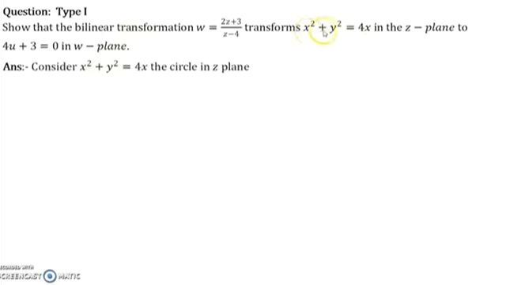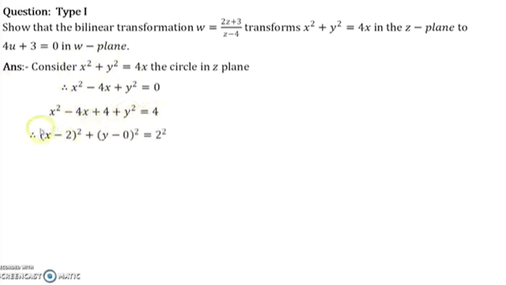Consider x square plus y square equal to 4x, which is the circle in the z plane. Now we want to make this into a circle equation of the form x minus a the whole square plus y minus b the whole square equal to r square. So for that I'm rearranging this equation into an easier form: x square minus 4x plus y square is equal to 0. For that, I'm just adding and subtracting 4, and the subtracted 4 goes to the right hand side. Now I'm going to make it perfect squares: x minus 2 the whole square plus y minus 0 the whole square is equal to 2 square.